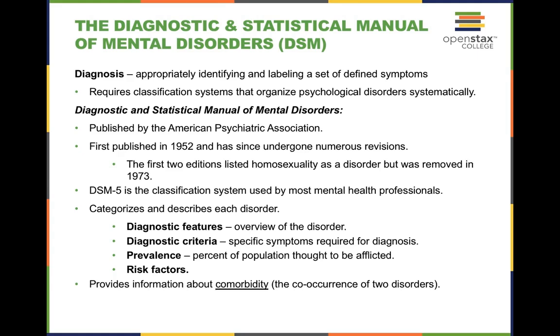Now, whenever you're going through the DSM, you'll notice that you find these common factors. And the last bullet point from the bottom, it categorizes and describes each disorder. It includes diagnostic features, aka an overview of the disorder, and diagnostic criteria. So, what are the symptoms required and how many symptoms need to be met for there to be a diagnosis? Prevalence of the disorder, so the percentage of the population that may be afflicted, as well as risk factors.